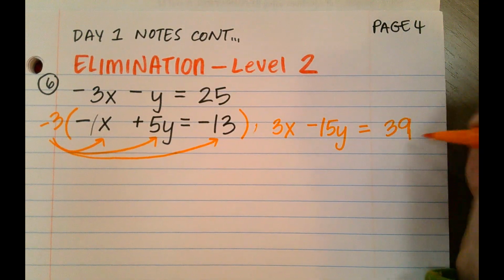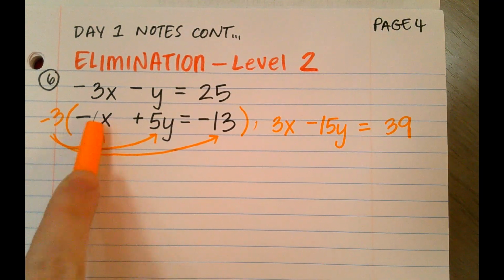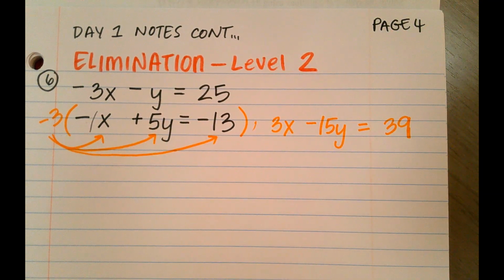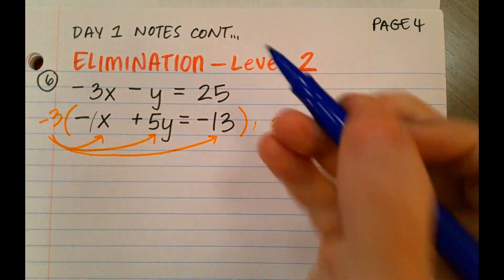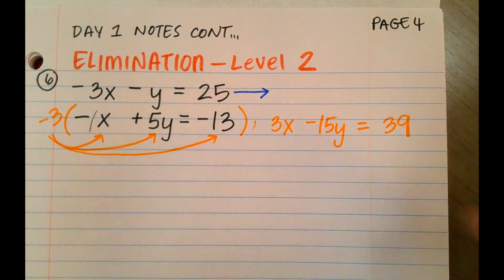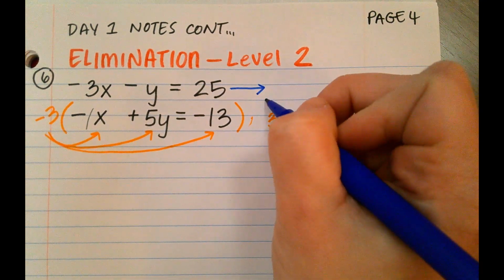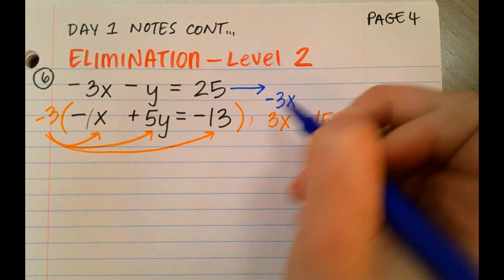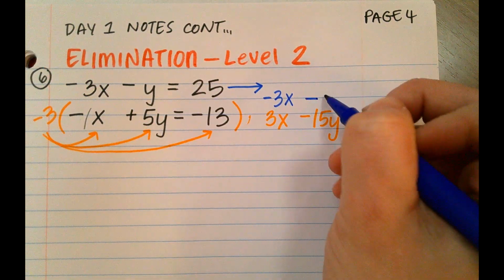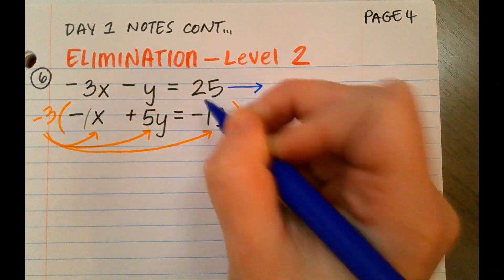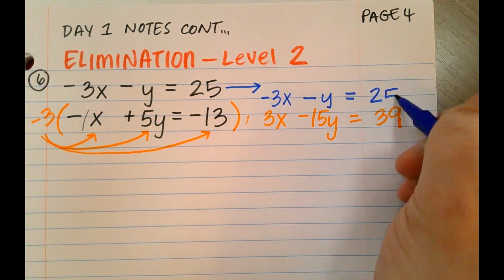Okay, so I'm done with that part. All we gotta do now is just bring over the other equation. Stack them up and add them. So I had my -3x minus y equals 25.